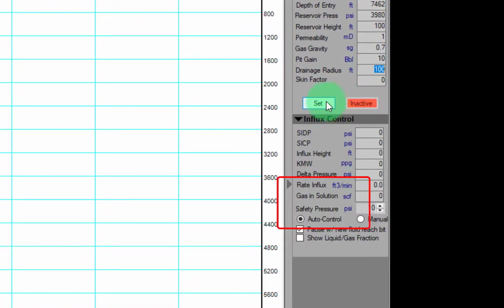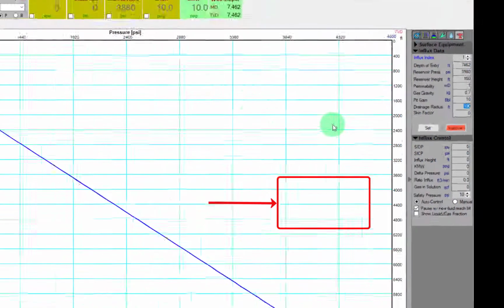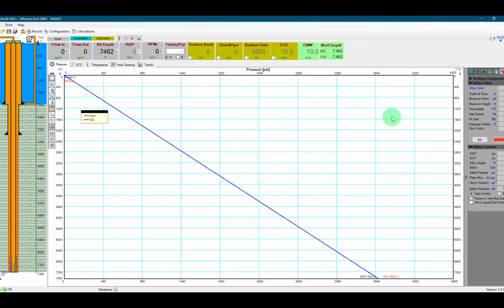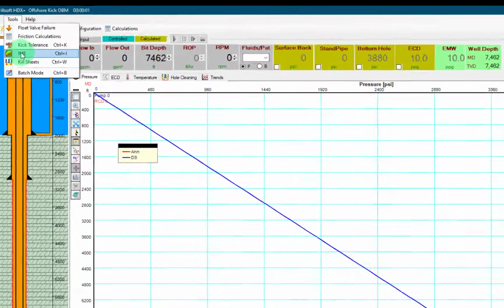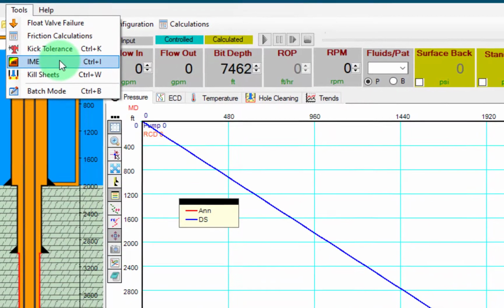feet. Under influx control, I also have the safety pressure. For this case, I'll just keep it at 10, the default value. And once I've input this information, I can go to Tools, IME, or just hit Control-I.